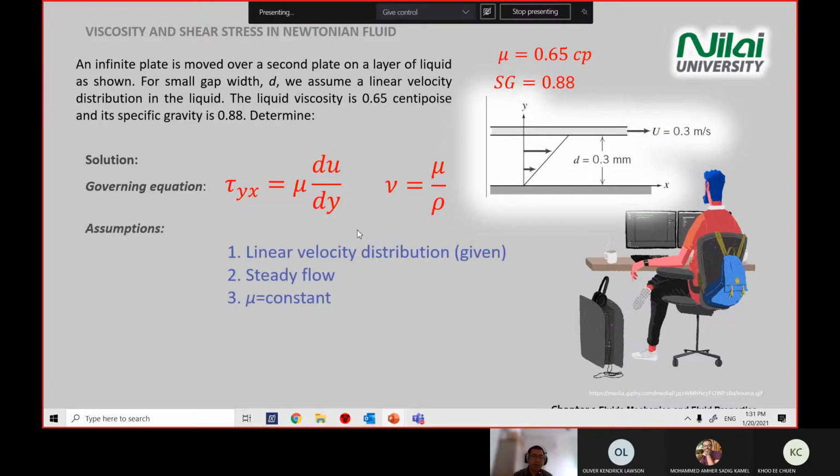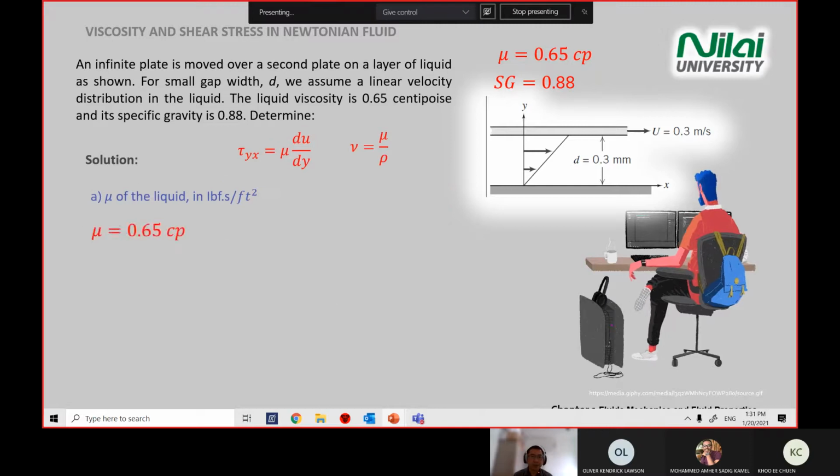We assume that the fluid acts linearly, and we have a steady flow, and our mu is constant throughout the medium. Now the first one. We will try to convert centipoise, or cP, to pounds second over feet square. We try to do the conversion now using the appendix that you downloaded from Moodle.